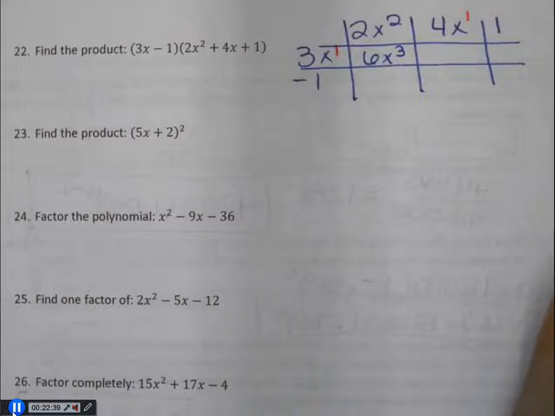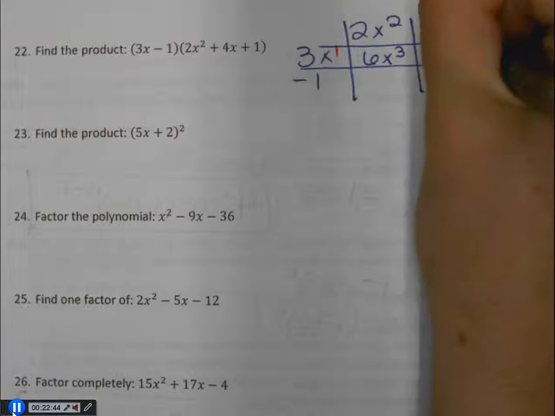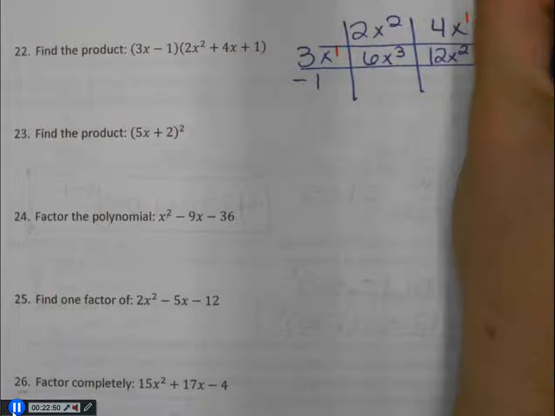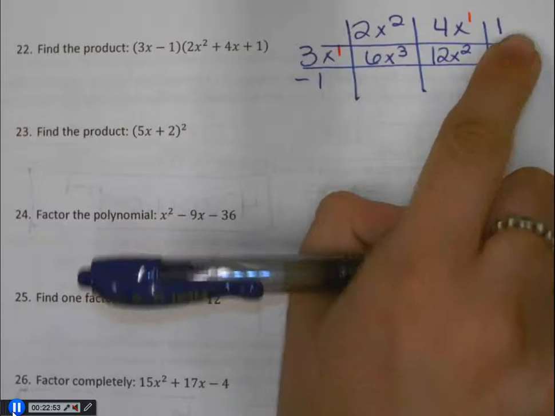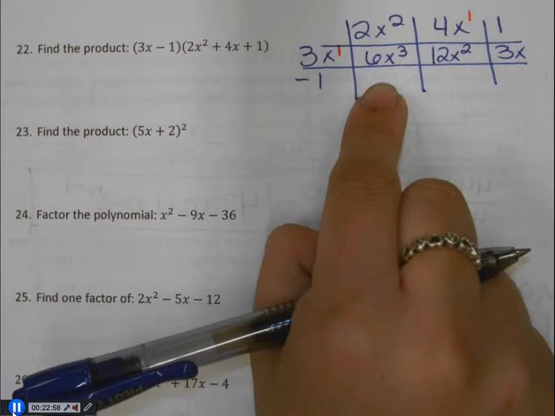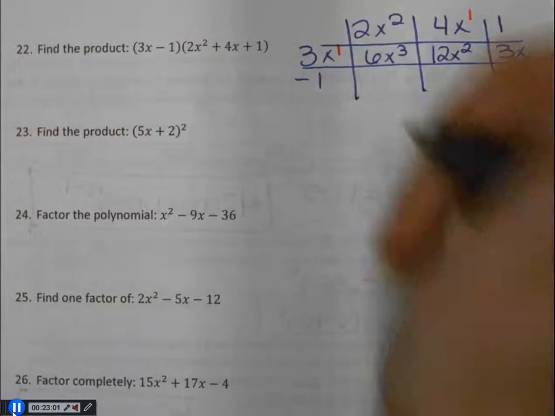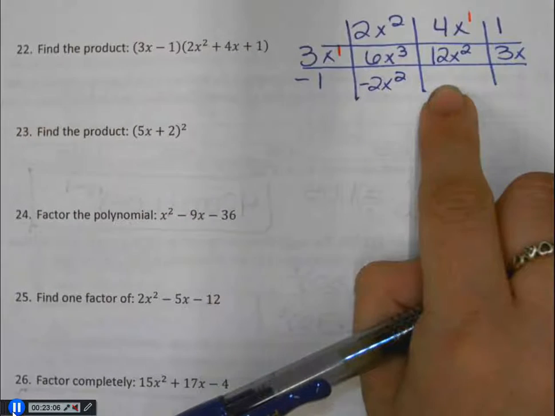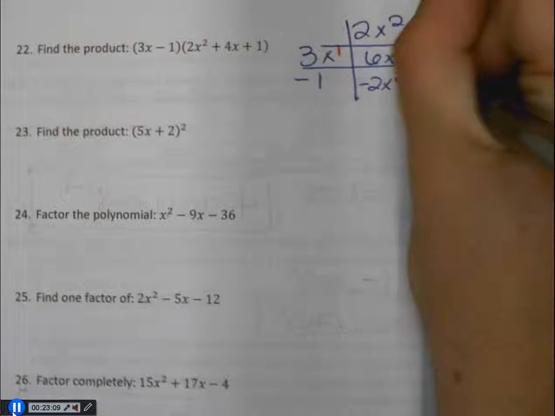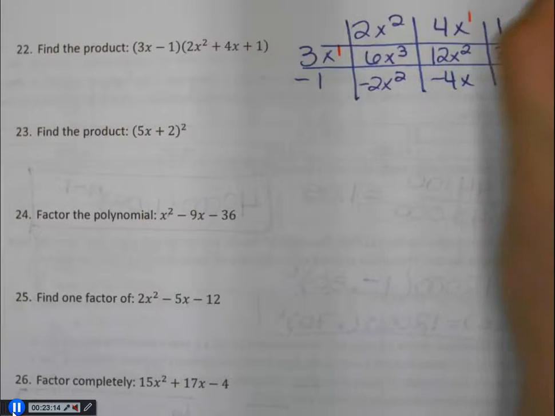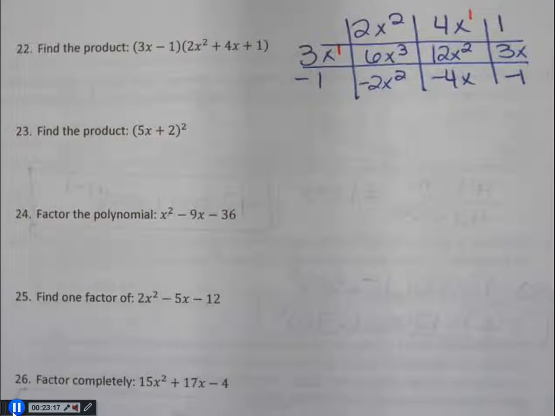3. 3x times 4x squared. 3x times 1. Just 3x because this one didn't have an x. I have 2x squared times negative 1. Negative 2x squared. Negative 1 times 4x. Negative 1 times 1. Negative 1. So then I'm going to go ahead and combine like terms.